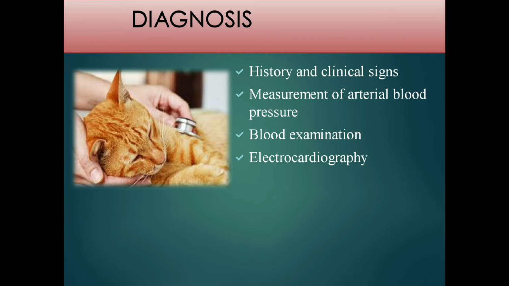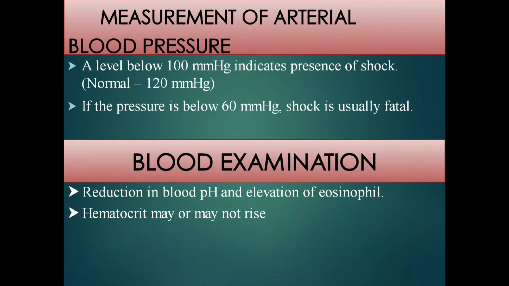Now, coming on to diagnosis of shock, it is based on history and clinical signs, measurement of arterial blood pressure, blood examination, and electrocardiography. In the measurement of arterial blood pressure, a level below 100 mmHg indicates the presence of shock, the normal arterial blood pressure being 120 mmHg. If the pressure falls below 60 mmHg, the shock is usually fatal. History of illness along with clinical signs gives us an idea about the disease.